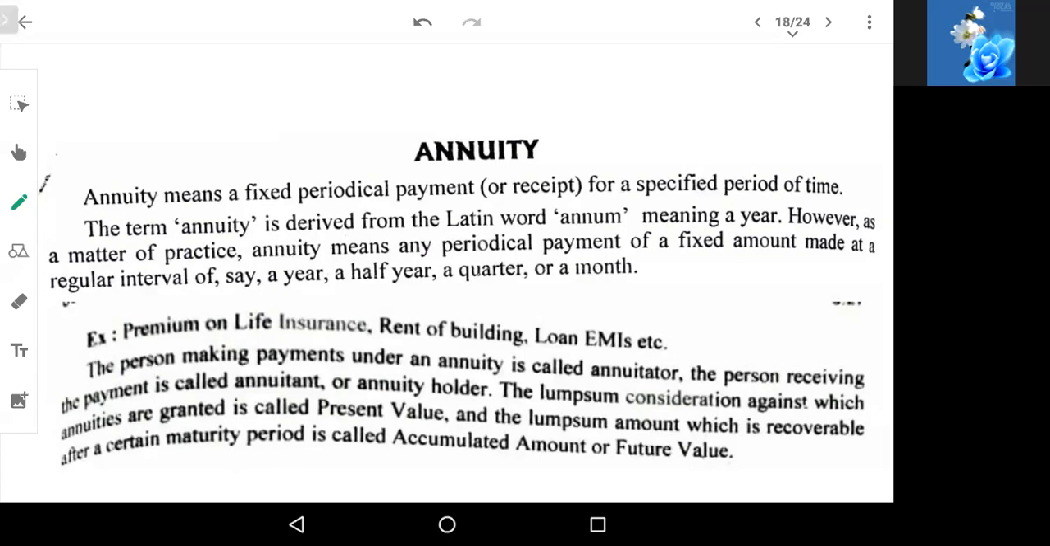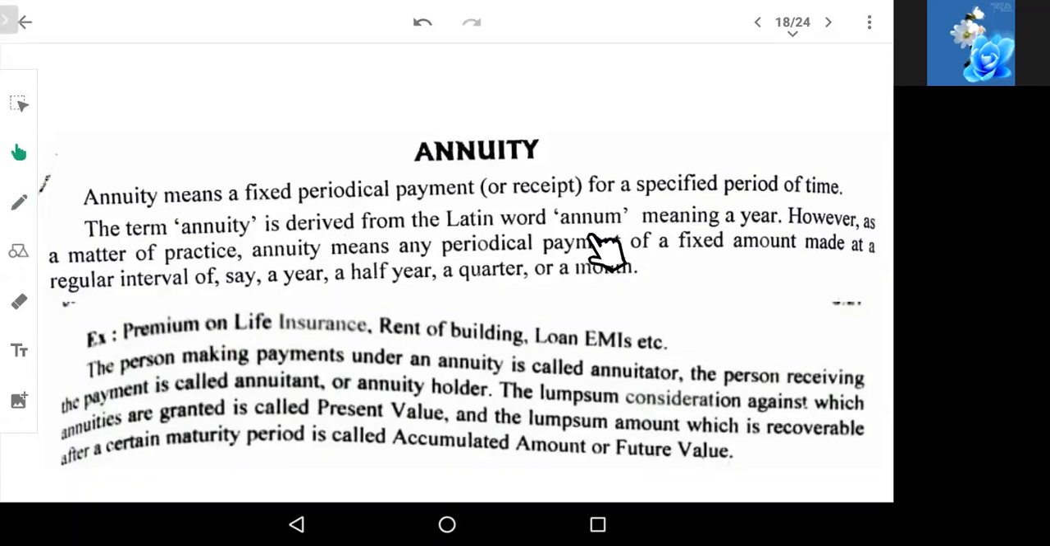Your next concept is annuity. Now, annuity means it is for a fixed period of time. First of all, annuity is like annual, every year. So that will be called as annuity. So if you see here, the term annuity is derived from Latin word annum. Annum means year. We usually take it as per annum. So it is for 1 year.